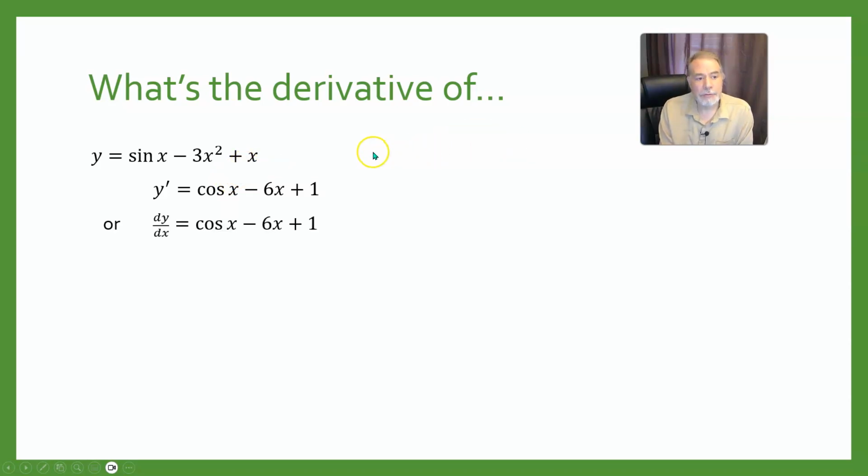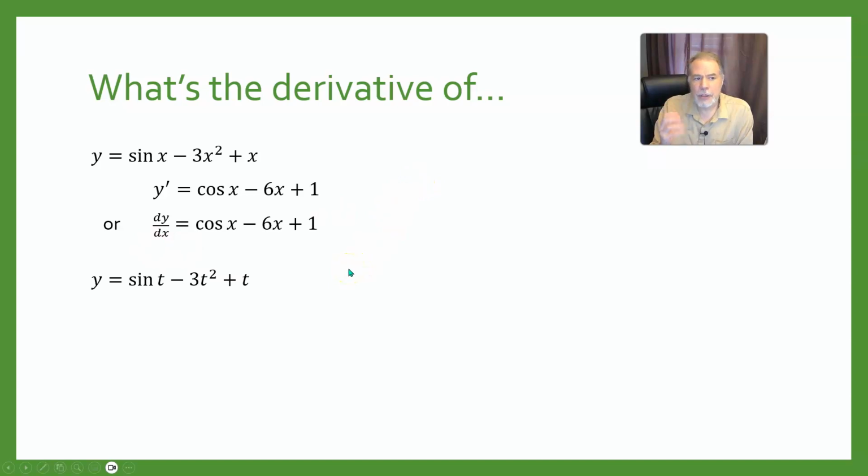Now I could have also written dy dx equals cosine x minus 6x plus 1. Those are two commonly used notations for the derivative. So for the derivative of y, we could write it as y prime, or we could write it as dy dx, which means the derivative of y with respect to x.